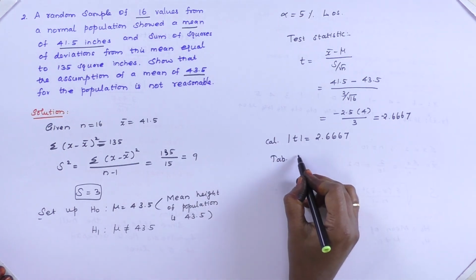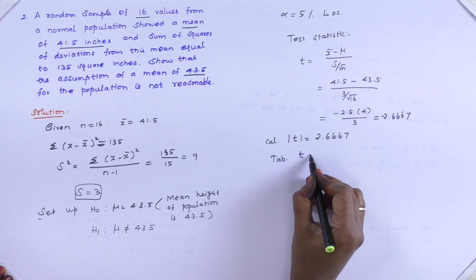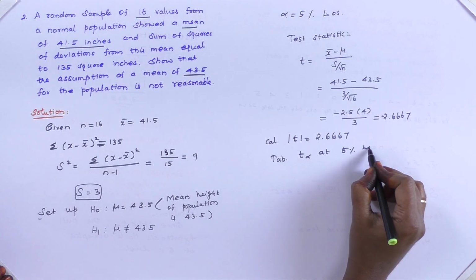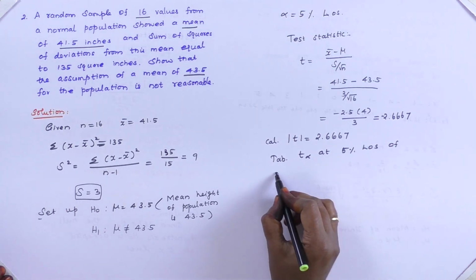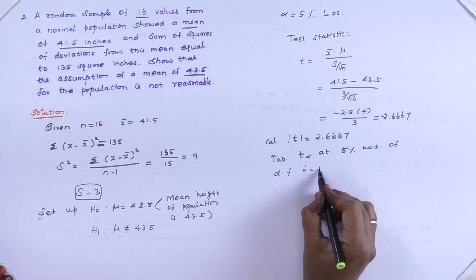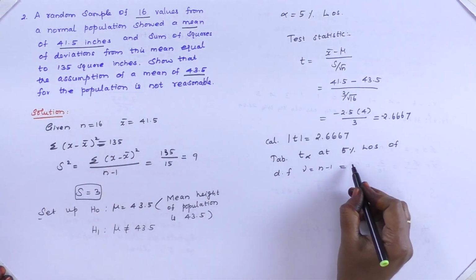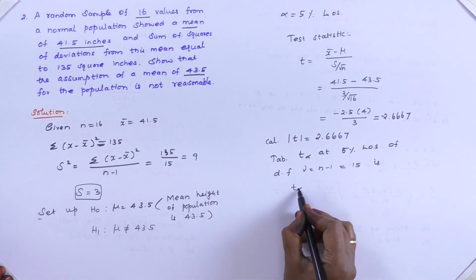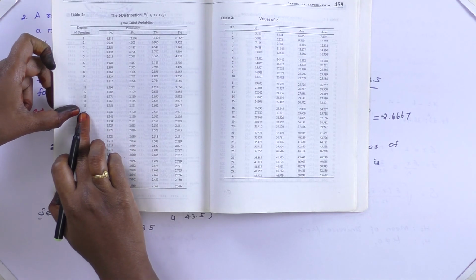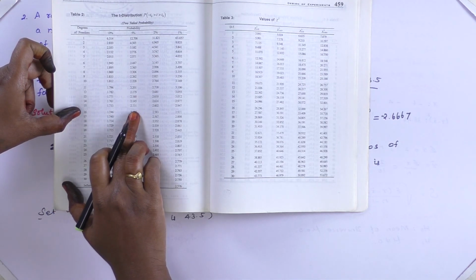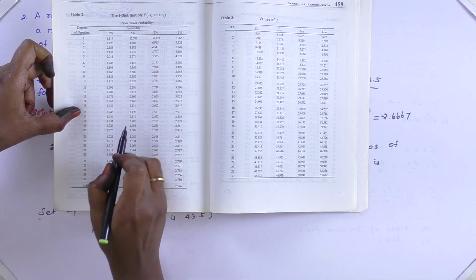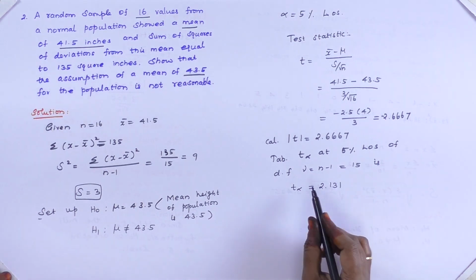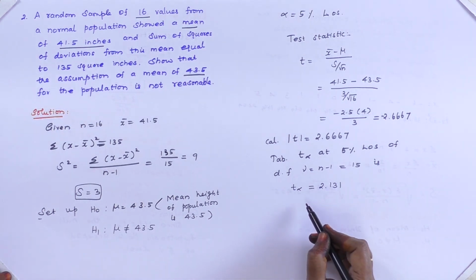Tabulated value T alpha at 5% level of significance, with the corresponding degrees of freedom n minus 1, that is 16 minus 1, we get 15. Here degrees of freedom is 15. For 5% level of significance the answer is 2.131.